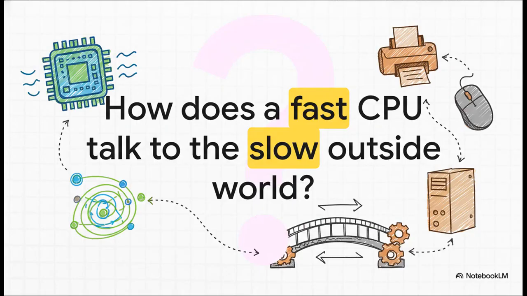Okay, let's dive right in. I mean, this is really the central question, isn't it? You've got a processor and memory that are unbelievably fast. And then you have everything else. Your printer, your mouse, your hard drive, which in computer years are moving at a snail's pace. So the big question is, how do you get them to communicate without the super fast parts just sitting around twiddling their thumbs waiting for the slowpokes to catch up?